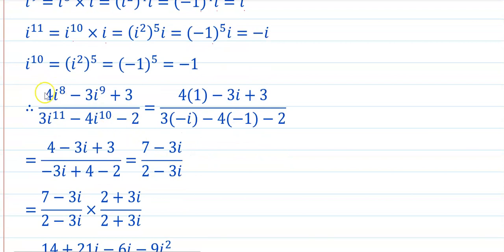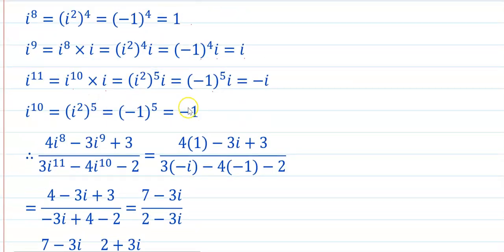Now look here: 4 i raised to 8 minus 3 i raised to 9 plus 3 upon 3 i raised to 11 minus 4 i raised to 10 minus 2. Now simplify this. What about i raised to 8? I raised to 8 is 1. Therefore here is 4 into 1. Next minus 3 into i raised to 9. What about i raised to 9? I raised to 9 is i. That is minus 3i.